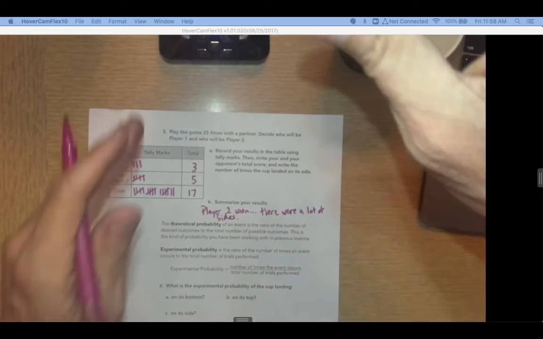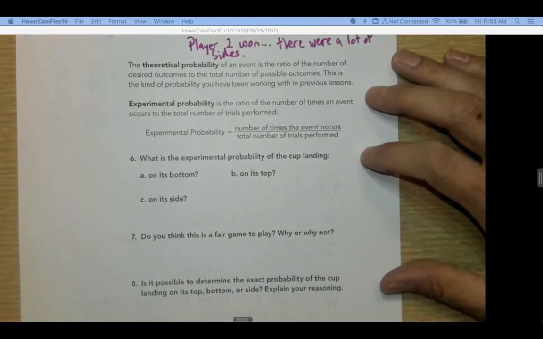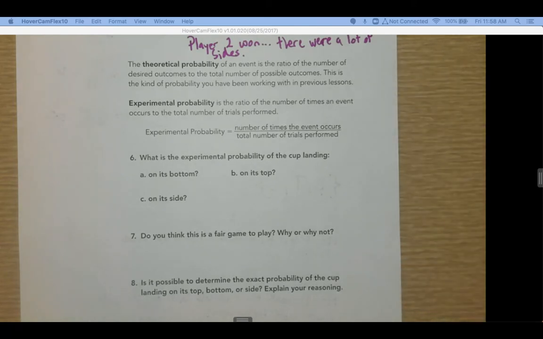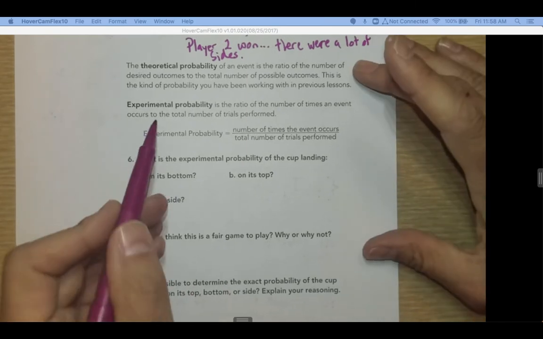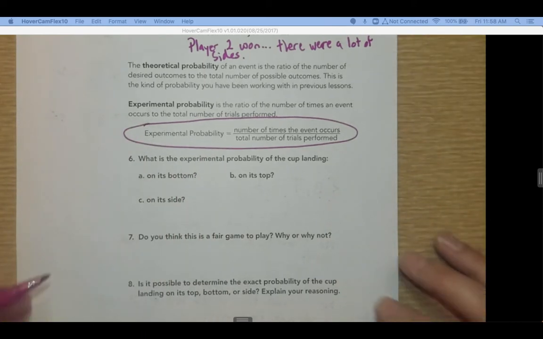Okay. Let me adjust this again. The theoretical probability of an event is the ratio of the number of desired outcomes to the total number of possible outcomes. This is the kind of probability you've been working on in previous lessons. What we've been doing here today is experimental probability, and it's the ratio of the number of times an event occurs to the total number of trials performed. So experimental probability is the number of times the event occurs over the total number of trials performed.